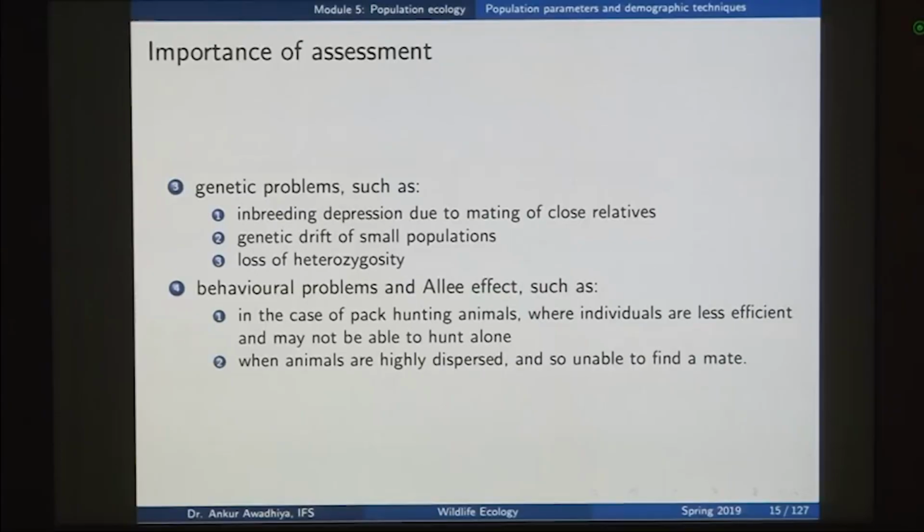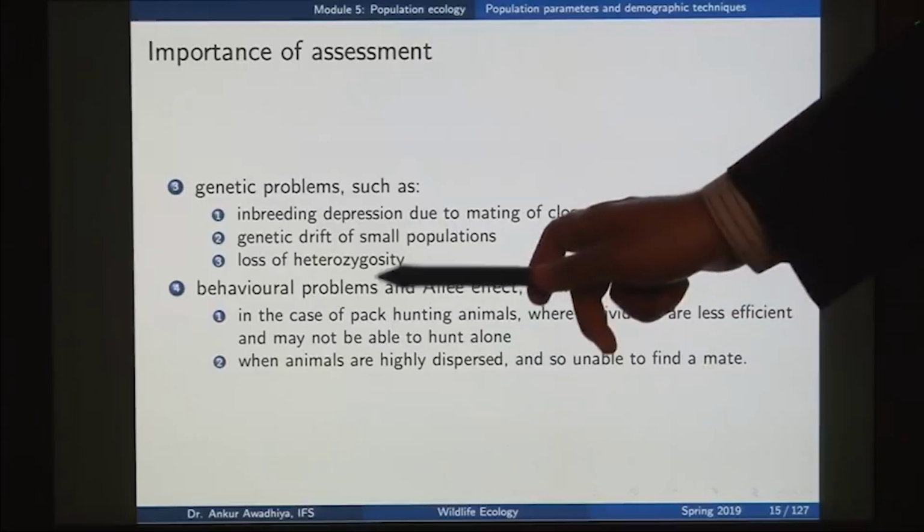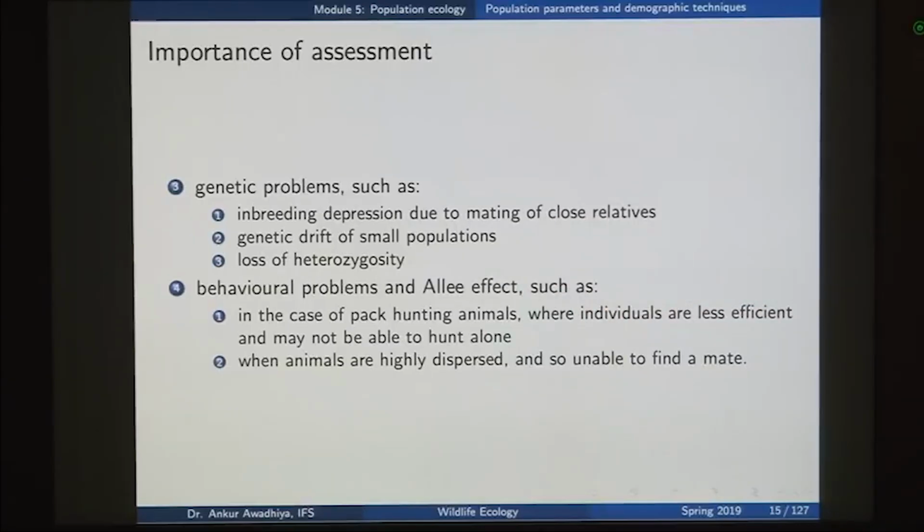Or you can even try to understand the possibility that you will observe genetic problems in your population. If your population size is very small, you have a very high amount of homozygosity in this population, and you might even see inbreeding depression, genetic drift or loss of heterozygosity. Or if you have a very small population, you can also start seeing behavioral problems and Allee effects.